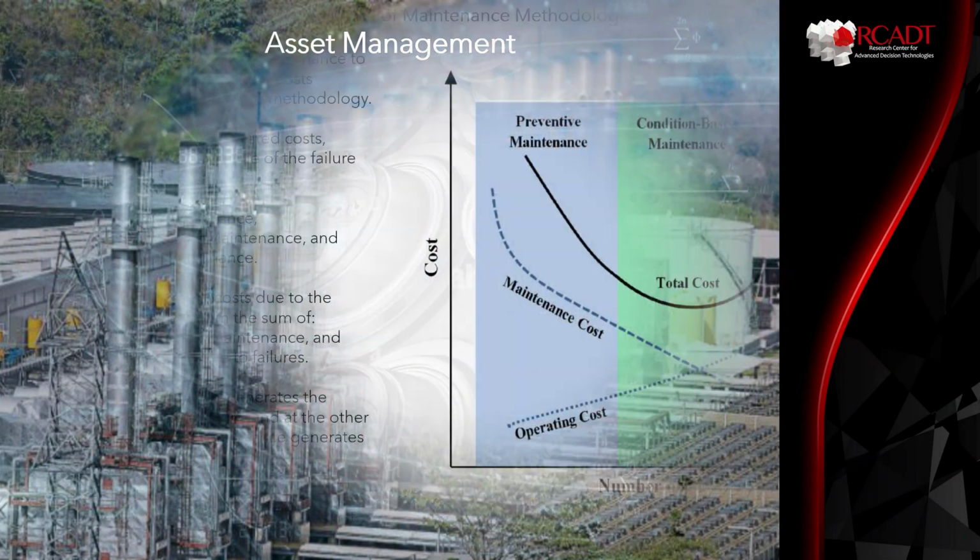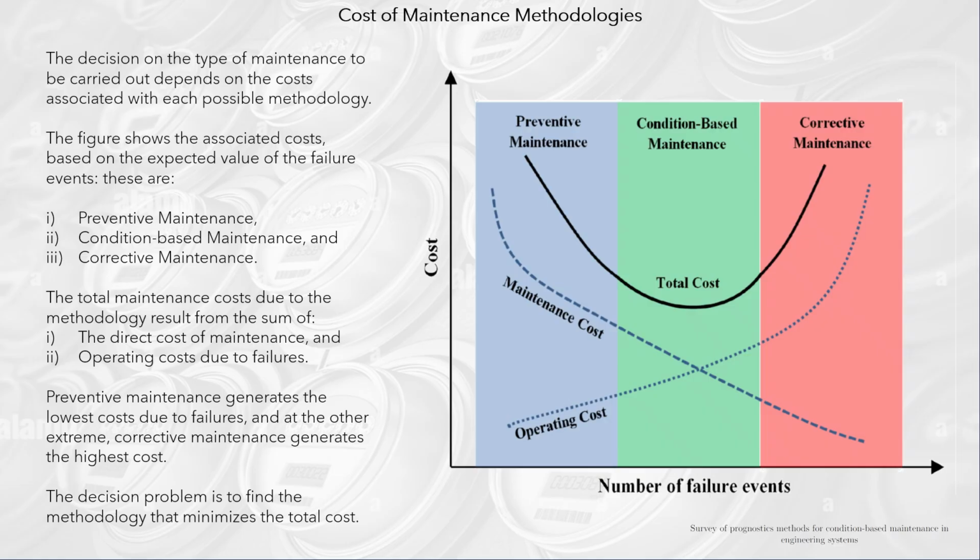Asset Management. The decision on the type of maintenance to be carried out depends on the costs associated with each possible methodology. The figure shows the associated costs, based on the expected value of the failure events. These are preventive maintenance, condition-based maintenance, and corrective maintenance. The total maintenance costs due to the methodology result from the sum of the direct cost of maintenance and operating costs due to failures. Preventive maintenance generates the lowest cost due to failures, and at the other extreme, corrective maintenance generates the highest cost. The decision problem is to find the methodology that minimizes the total cost.